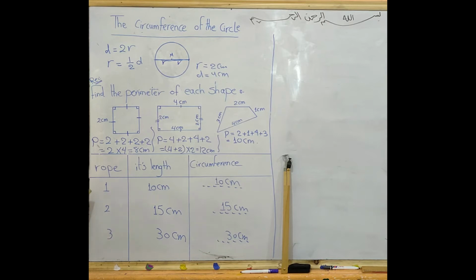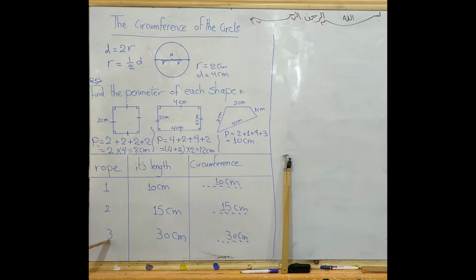For example, if we have 3 ropes, the length of the first rope is 10 centimeter, and we use this rope to make a circle. Then the circumference of this circle equal 10 centimeter because the length of this circle is 10 centimeter. Another example, the second rope, its length is 15 centimeter, and we make a circle from this rope. Then the circumference is the length of the circle. So the circumference of the circle equal 15 centimeter.